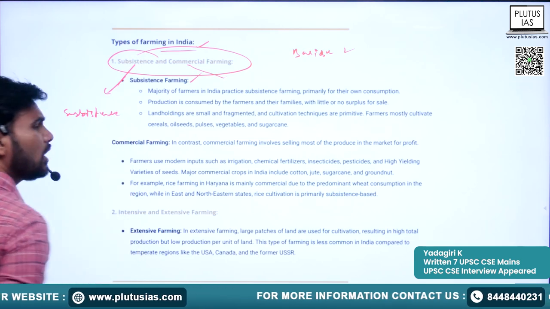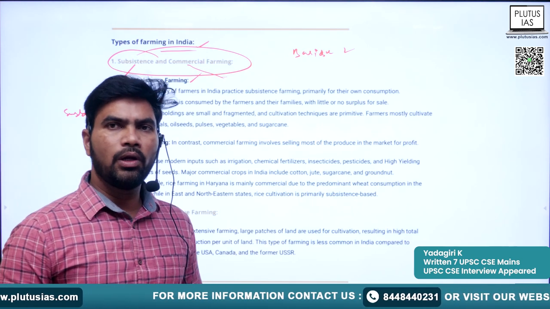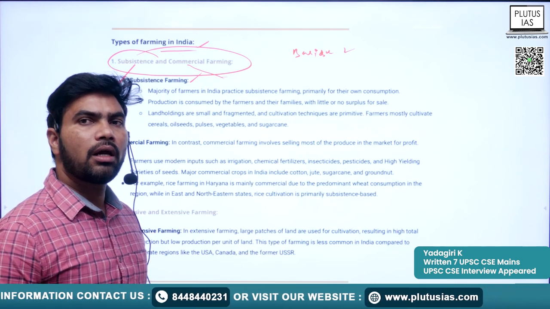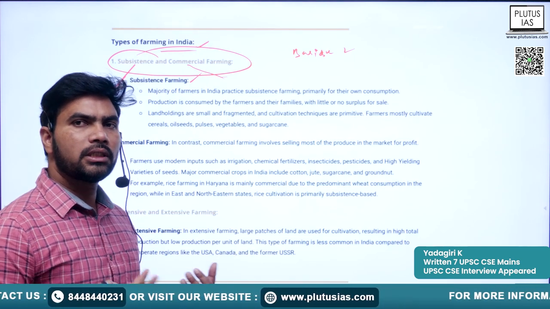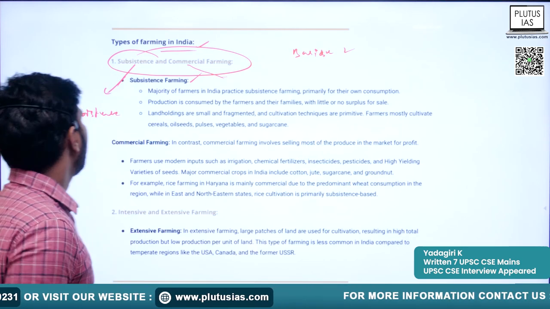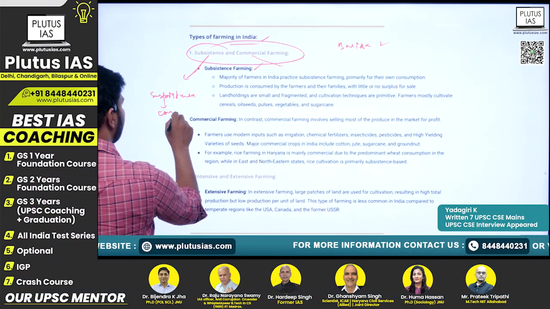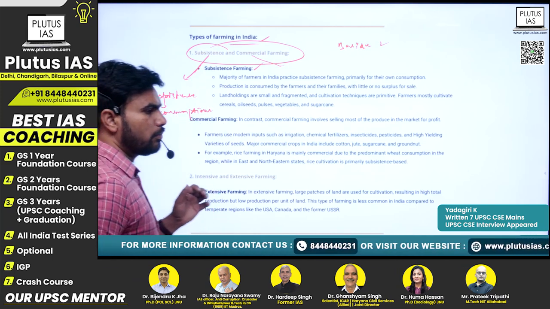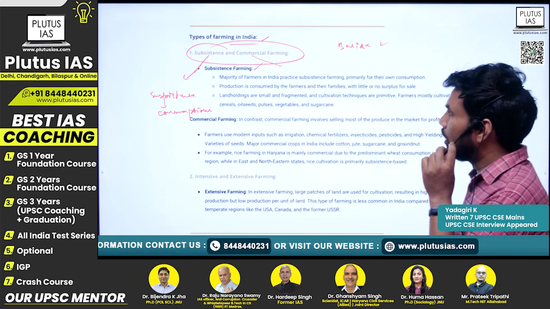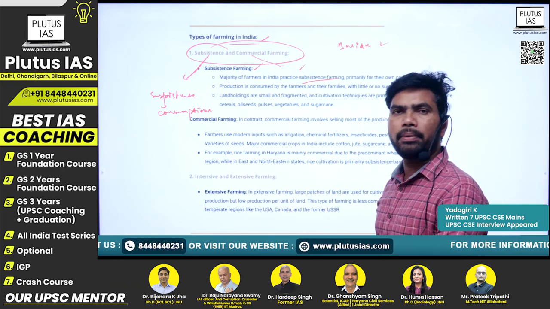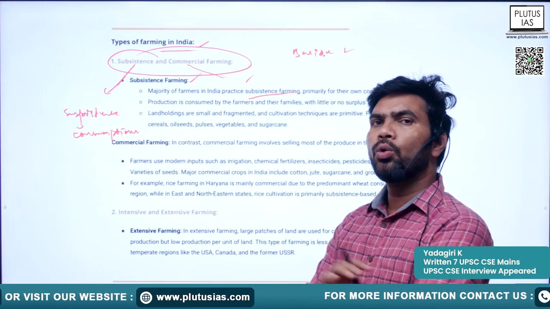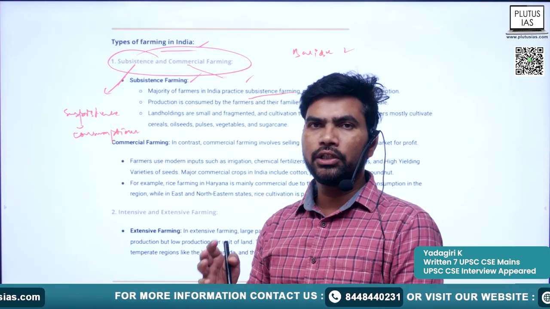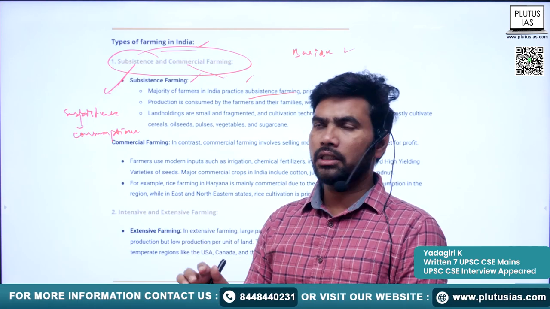So subsistence means generally to have a livelihood based on agriculture. So there are no commercial purposes involved. Whatever produce is coming from the agriculture or farming is used for consumption. So broadly, it is known as subsistence agriculture. The majority of the farmers in India practice subsistence agriculture mostly to lead their lives. They are completely dependent on agriculture. There is no or minimal commercial purpose involved, right?